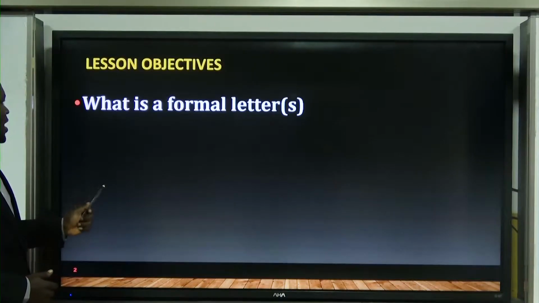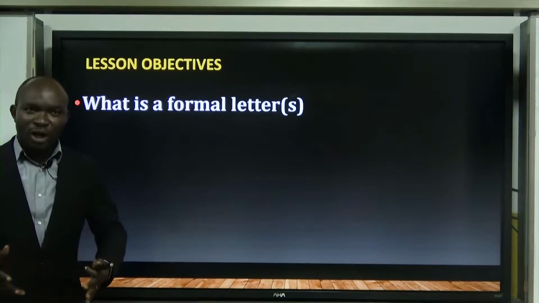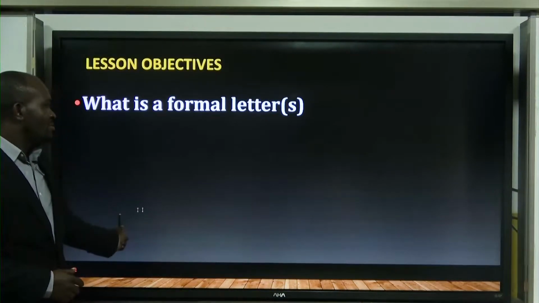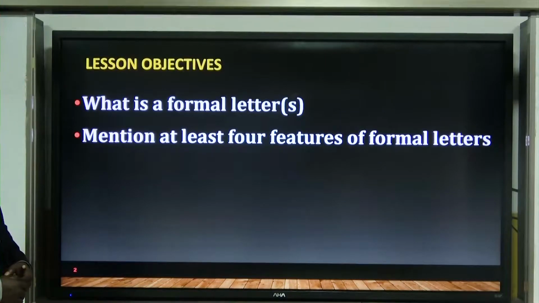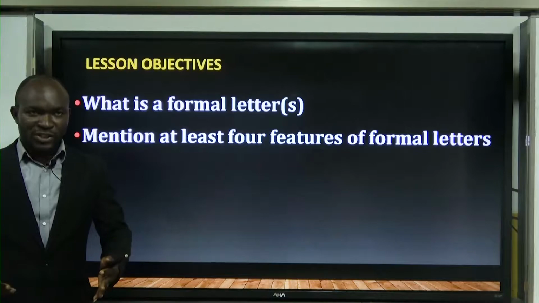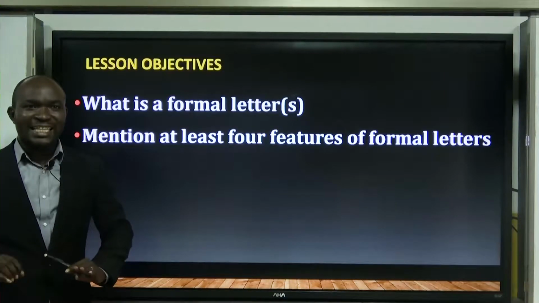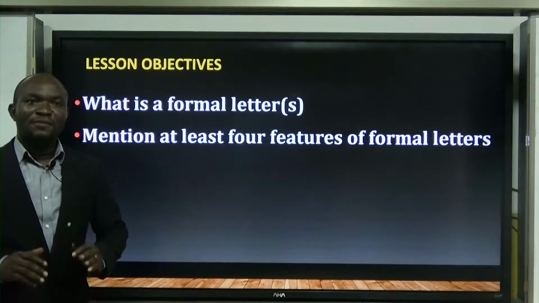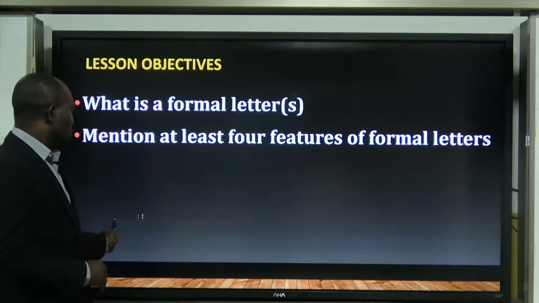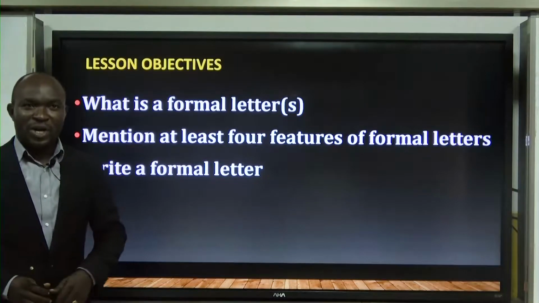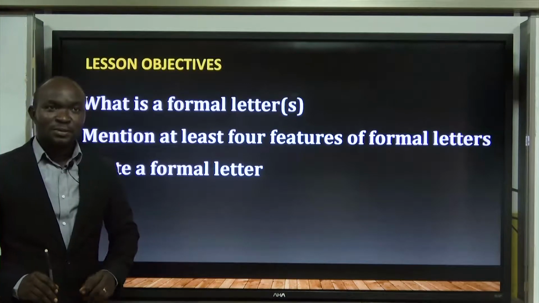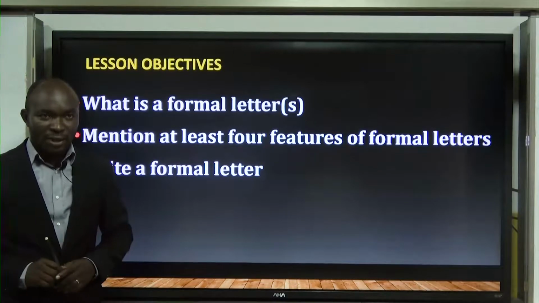In today's lesson, we will consider some objectives. One of such objectives is, what is a formal letter, or what are formal letters? We will also consider the features, and I expect that you should be able to mention at least 4 features of a formal letter. Then I would expect you at the end of this class to be able to write a good formal letter. Do you get that?